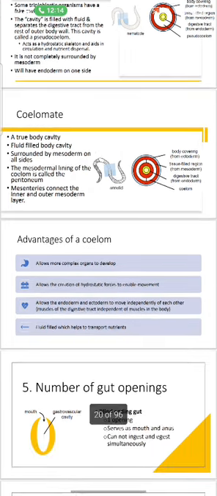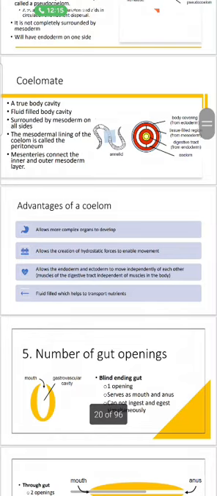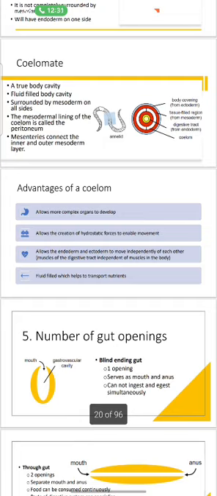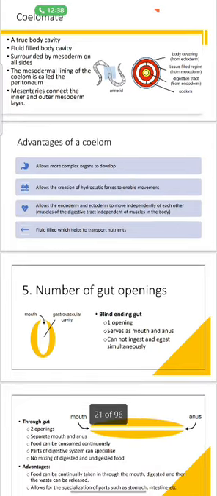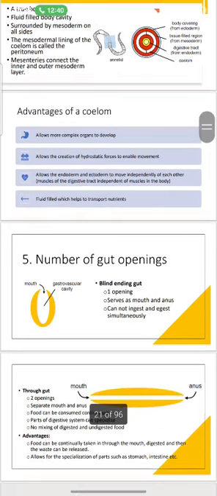Okay. And then advantages of a coelom. A coelom allows more complex organs to develop. It allows for the creation of hydrostatic forces to enable movement. It allows the endoderm and ectoderm to move independently of each other. This means muscles of the digestive tract are independent of muscles in the body. And then fluid filled, which helps to transport nutrients.